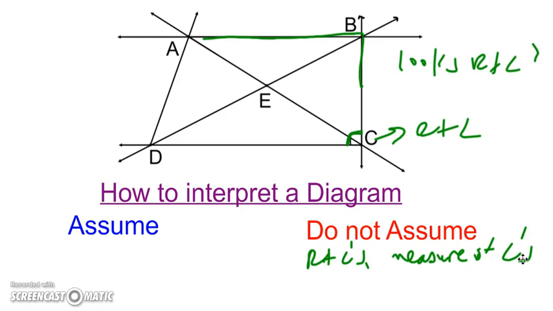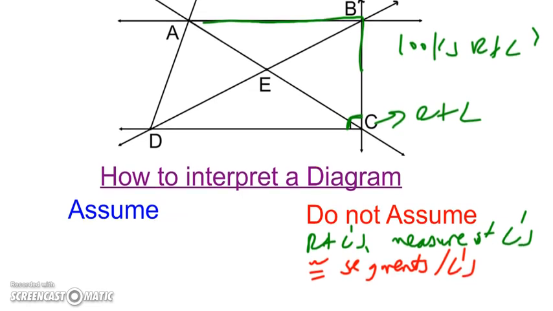Related to that, we cannot make assumptions based on congruency of segments or angles. In order for segments or angles to be congruent, they need to be marked congruent. Given measures, they have to give us some sort of information. Another thing that we cannot assume in a diagram is the relative size of segments or angles.